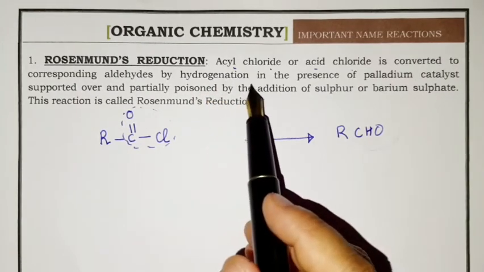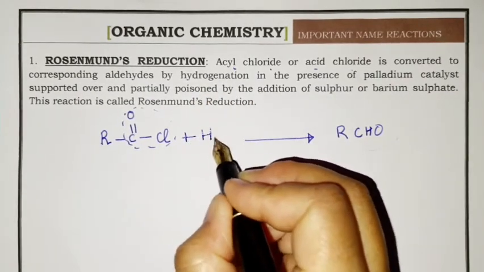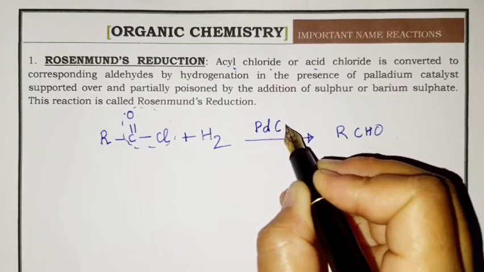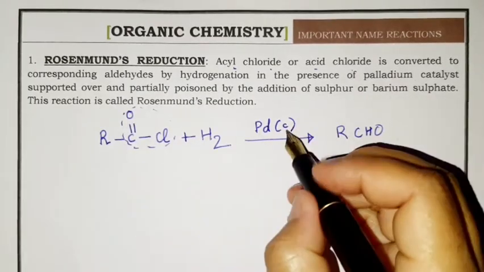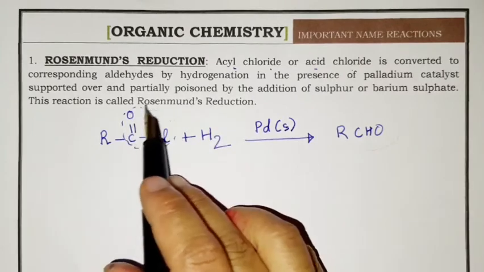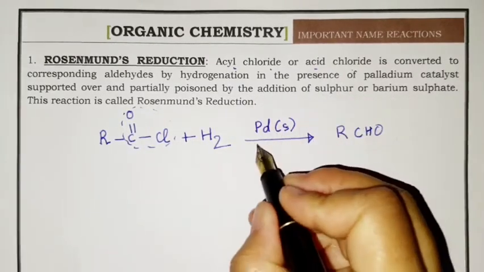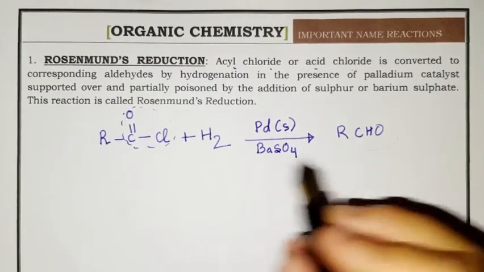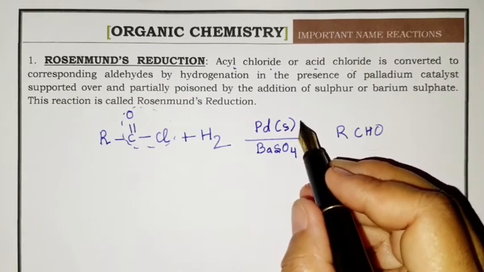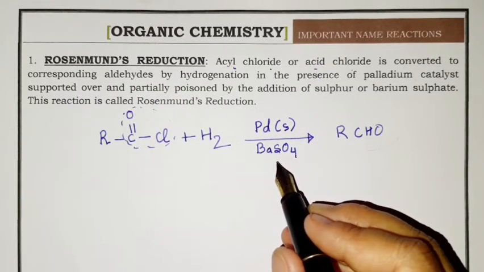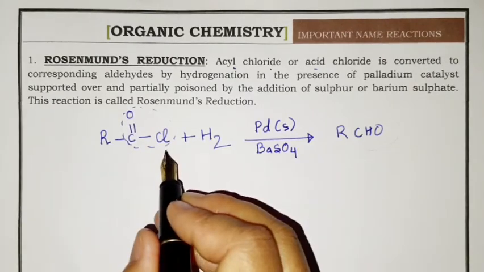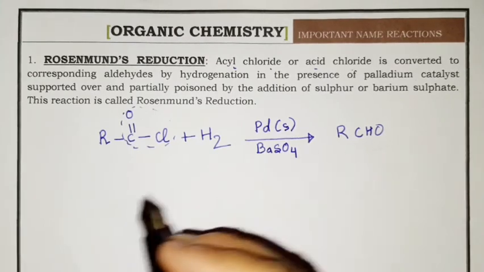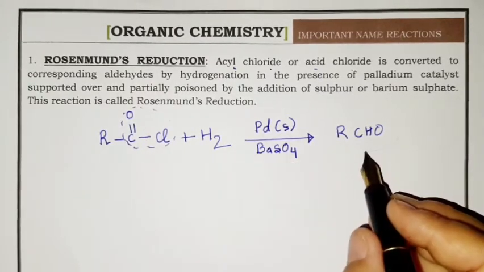How? By hydrogenation, which means reaction with hydrogen in the presence of a catalyst, palladium as catalyst, and barium sulfate, or sulfur simply. So when you do this reaction, hydrogenation using palladium as catalyst and BaSO4 as poison, then your acid halide or acyl halide will get converted to the corresponding aldehyde. Simply, in this reaction, COCl will get converted to CHO.